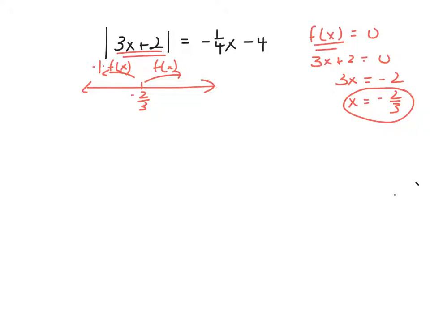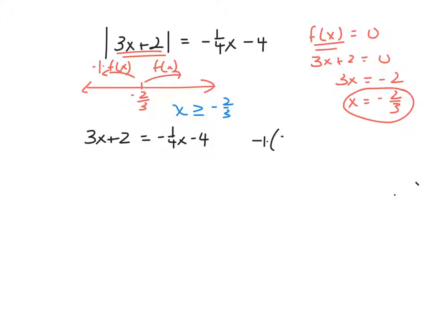Continuing on with this, just to finish off this example. I now can say that 3x plus 2 is equivalent to negative 1/4 x minus 4. If I keep it positive, it's when my x values were greater than or equal to negative 2/3. So important concept there, right? Then the other side, the opposite side, I had to multiply again to get those values to be positive.